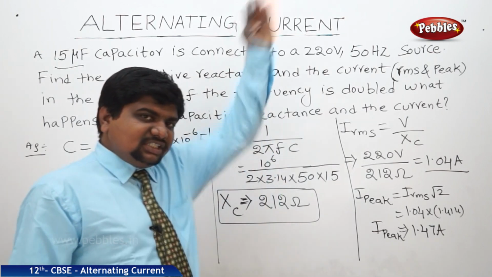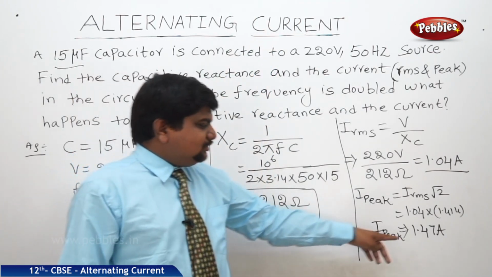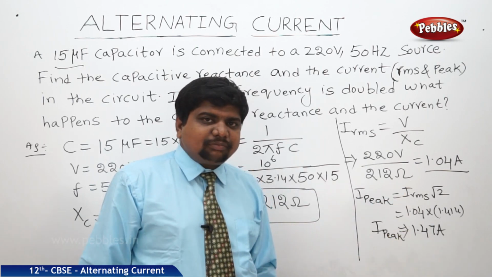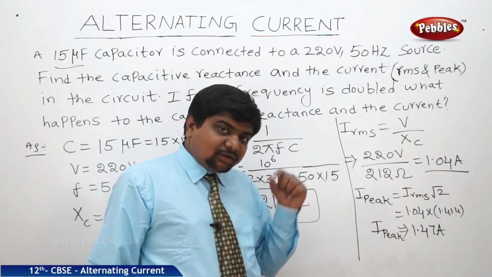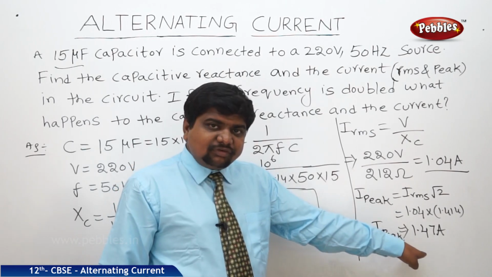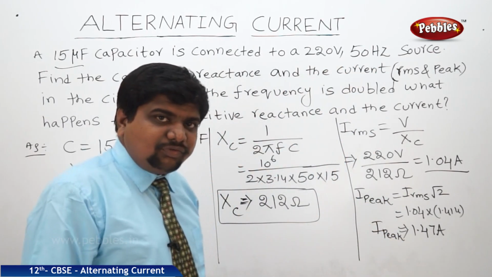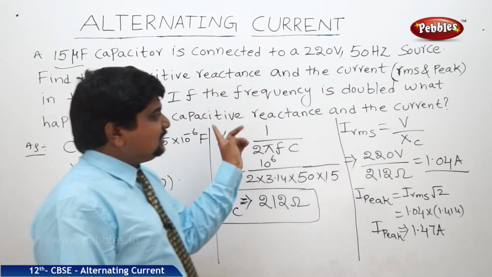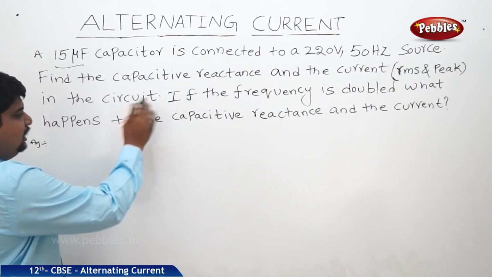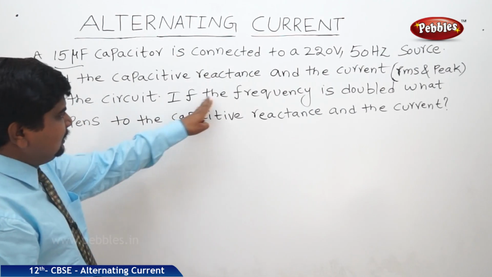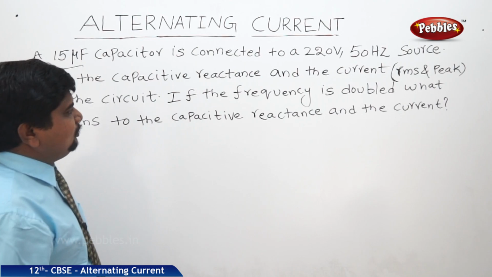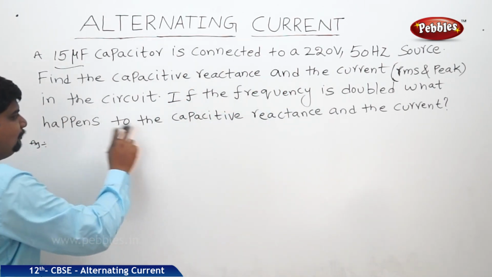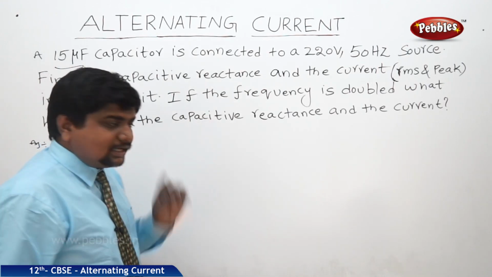Peak means from the positive scale to the negative scale. The positive scale current value is 1.47, and the same value on the negative scale is minus 1.47. That means the peak current oscillates between minus 1.47 and plus 1.47, leading by pi by 2 with respect to the voltage. Up to here we have found all the values, but there is a condition given in the problem: if the frequency is doubled, what happens to the capacitive reactance and the current?